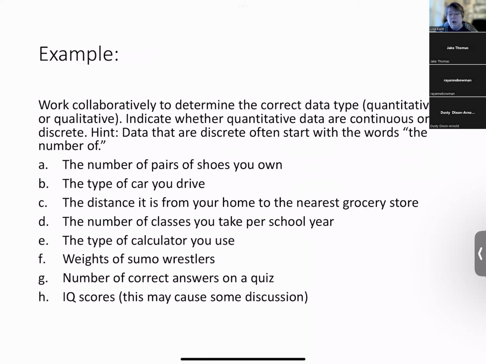Okay, we'll do this and then we'll call it a day. We got 2 minutes. What kind of data is this? Is it discrete, continuous, quantitative, or is it qualitative? So the number, and it gives you a hint, by the way, hint. Data that are discrete often start with the words the number of. So the number of pairs of shoes you own. Number, it's quantitative because it's a number, and it's discrete, right?